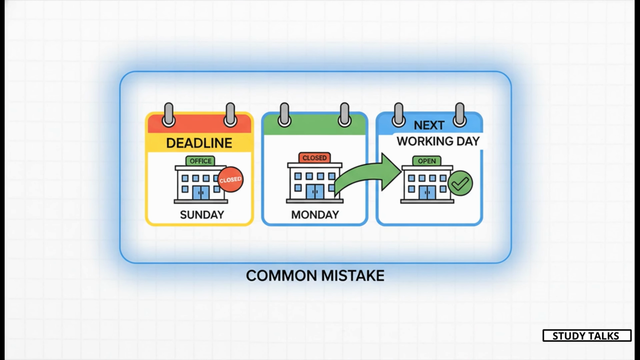Here's a total lifesaver. Section 10. What happens if your deadline to file a form or make a payment falls on a Sunday or a big public holiday when the office is closed? Well, it's simple. The law lets you do it on the very next working day with no penalty. This is such a crucial, practical rule that comes up all the time.